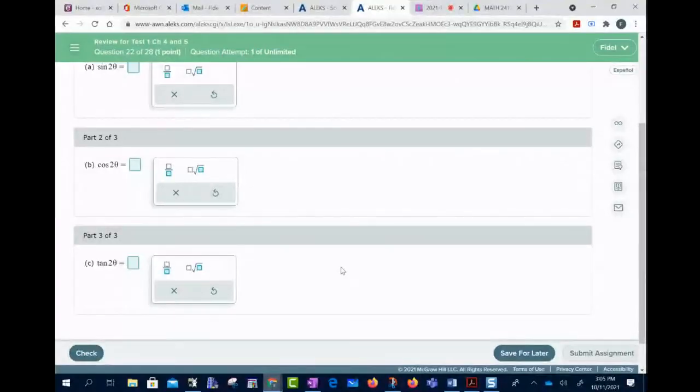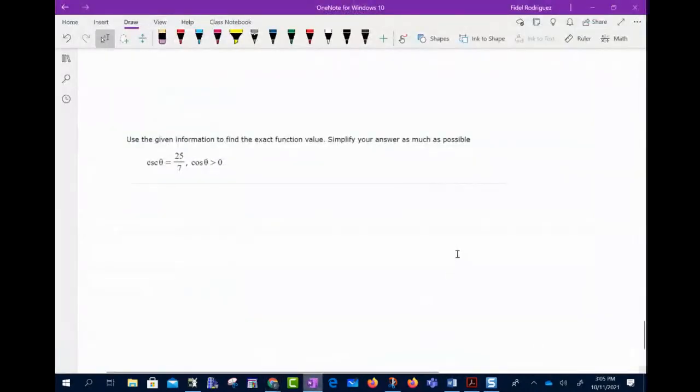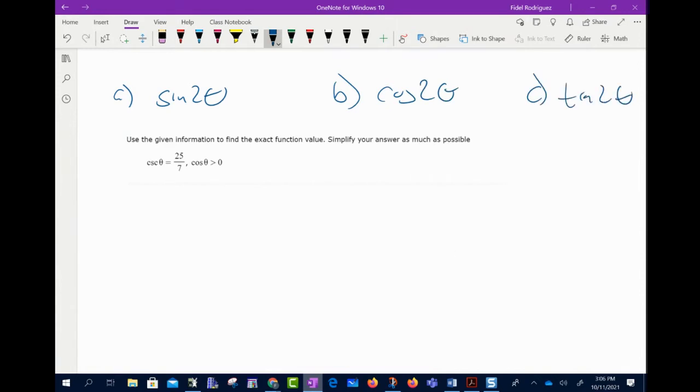Okay, and I believe the directions for our problem said we're looking for the sine of 2 theta, cosine of 2 theta, and the tangent of 2 theta. So we got 3 parts of this problem. A says, what's the sine of 2 theta? B says, what's the cosine of 2 theta? C says, what's the tangent of 2 theta? Okay, so notice what we have.